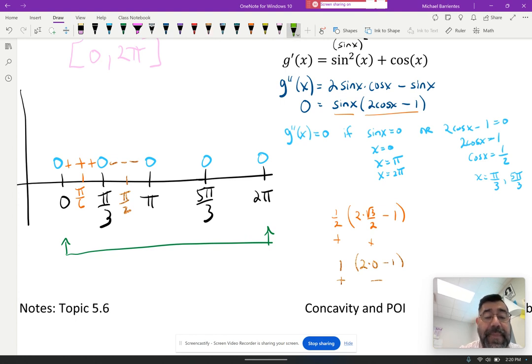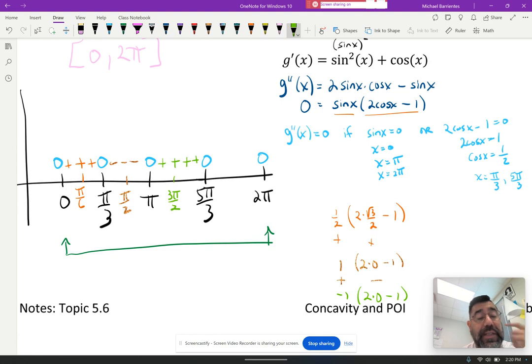I'm going to use 3 pi over 2. Sine of 3 pi over 2 is negative 1, times 2 times cosine of 3 pi over 2, which is 0, minus 1. 2 times 0 is 0, minus 1 is negative 1, times a negative 1. That's a positive 1, and therefore all of these are positive.